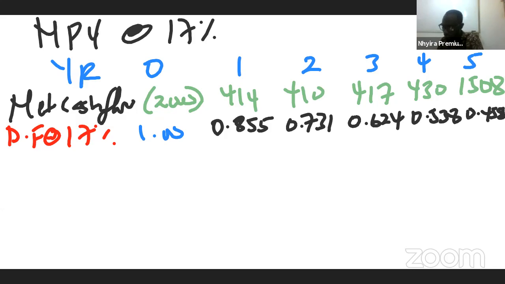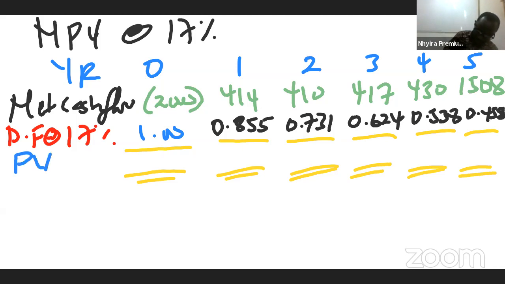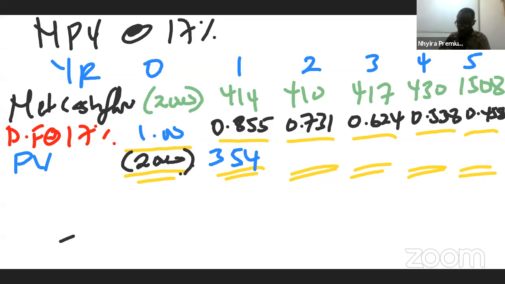Okay, so these are the discount factors. We're going to be multiplying these respectively. That gives us the present value. Year zero is still going to be negative 2000. So let's punch these out. 141 times 0.855, and that is 353.97. To the nearest thousand, so 354, something like that.